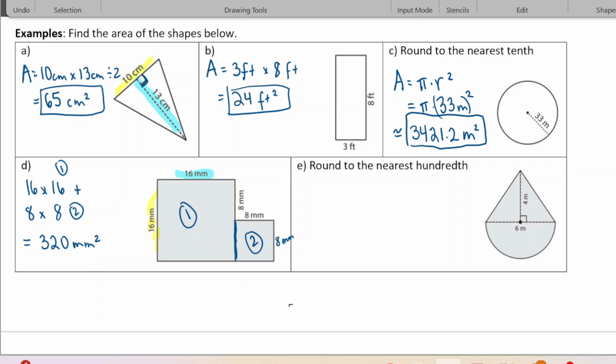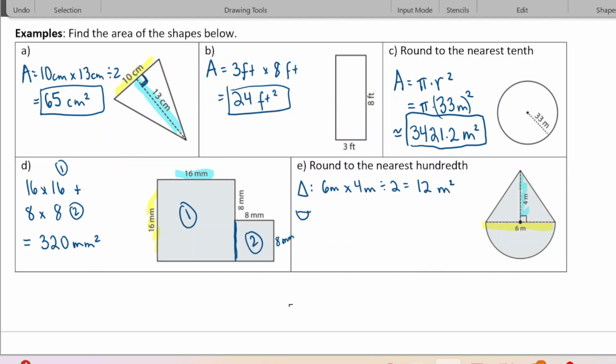Okay. This one is a half circle and then a triangle. Let's do the triangle first because it's easier. So the triangle's base is 6 and the height is 4. So for the triangle, I'm going to do 6 times 4, which gives 12. And for the half circle, I just want to do the area formula for the circle and then just divide it in half.